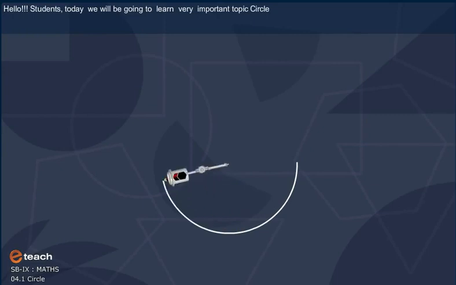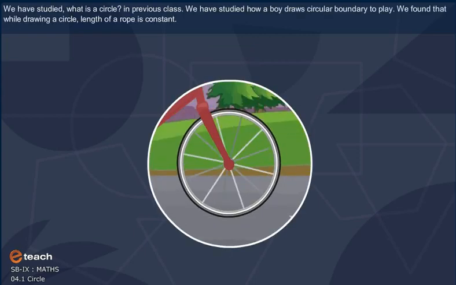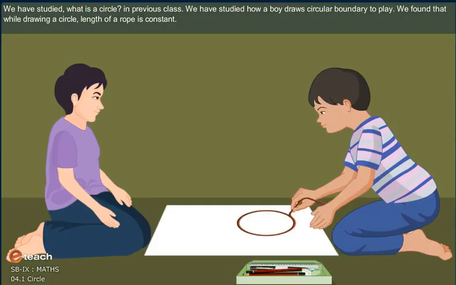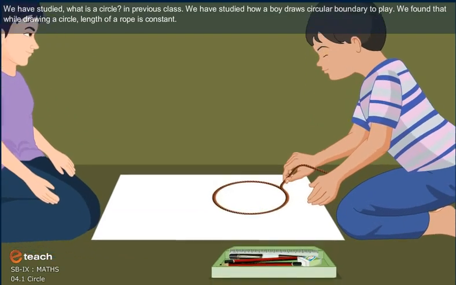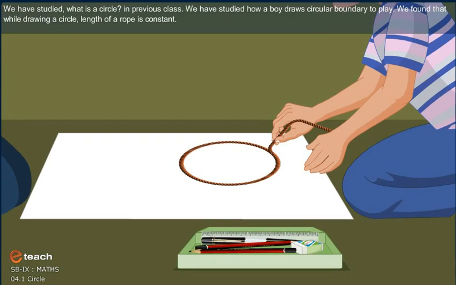Hello students, today we are going to learn a very important topic, circle. We have studied what a circle is in the previous class. We have studied how a boy draws a circular boundary to play. We found that while drawing a circle, the length of the rope is constant.